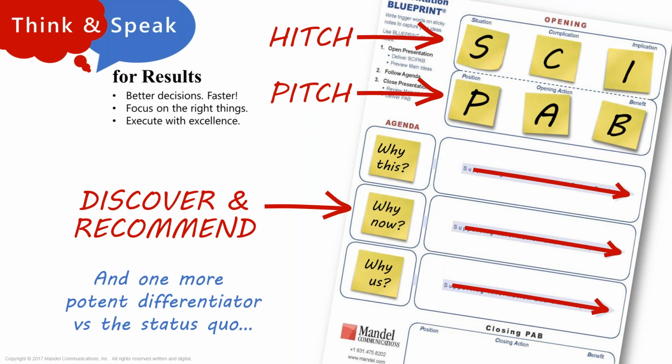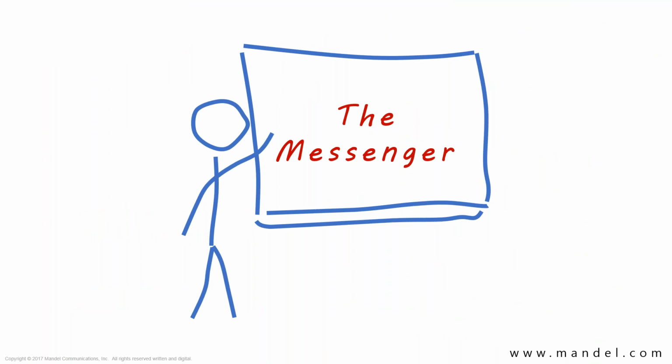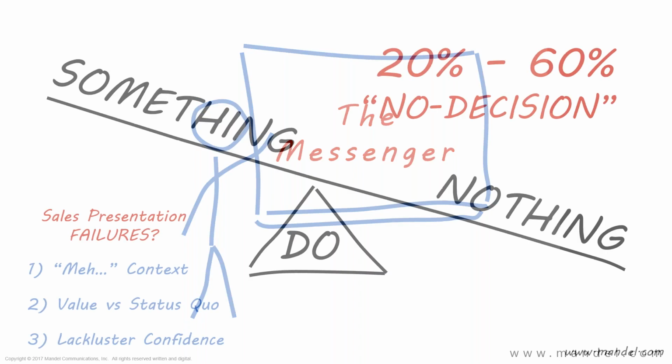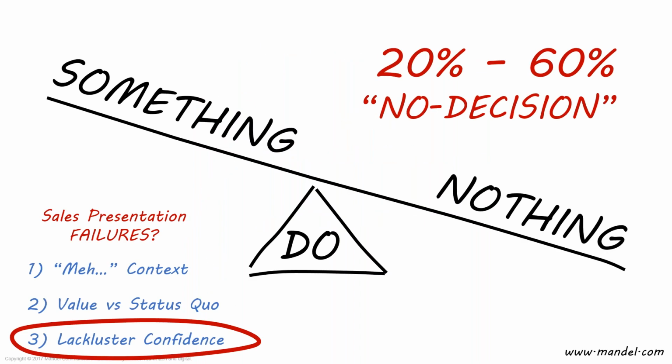But there's one more differentiator too. And it's not just the content, it's the person who's delivering the content. That's you. That's the messenger. And, you know, under pressure, it's like our personality leaves our body and we lose our confidence. And that's noticeable when it's happened. So let's look at that problem of lackluster confidence and the role it plays here and what you can do about it. Let's start with a little research from Sirius Decisions.